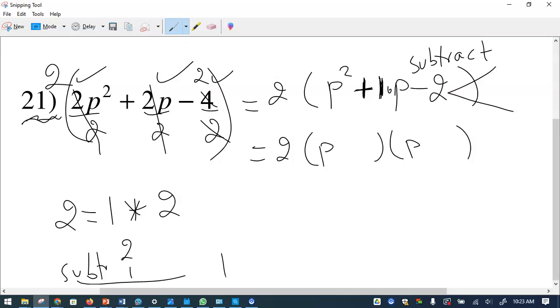But the question is, which one should be minus and which one should be plus? Because this is plus 1. Okay, so it has to be plus 2 and minus 1. That's the only way you can get plus 1. So the answer is plus 2 and minus 1. Okay, so I just thought of showing all the odd ones so that you can do the even ones.